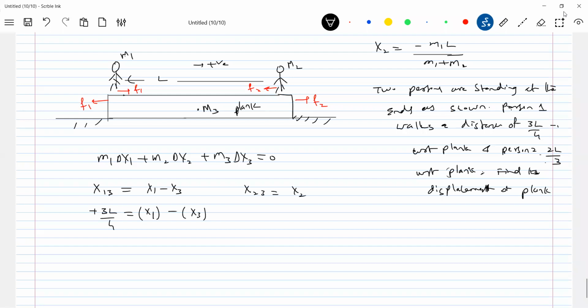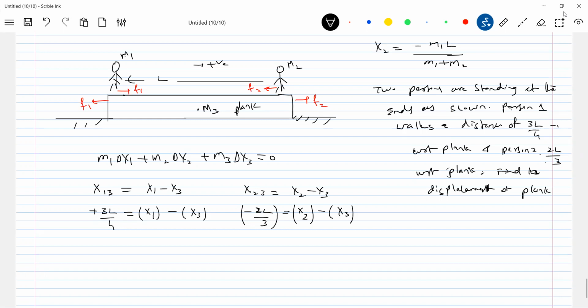x23 equal to x2 minus x3. Displacement of the second person with respect to plank. In what direction will the second person move? Towards left, no? So minus 2L by 3. Why the negative sign? Because the displacement of the second person is towards left. Displacement of person with respect to ground, we don't know. Displacement of plank with respect to ground, we don't know.